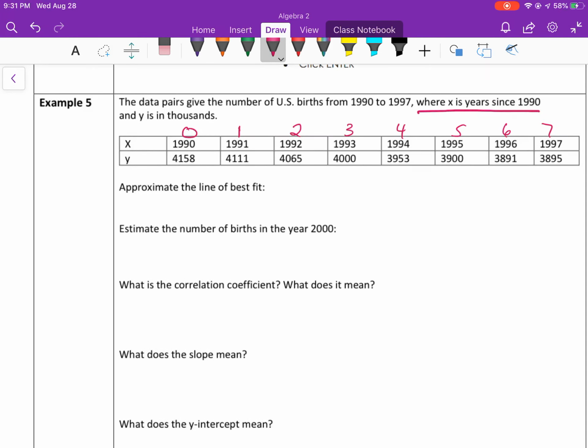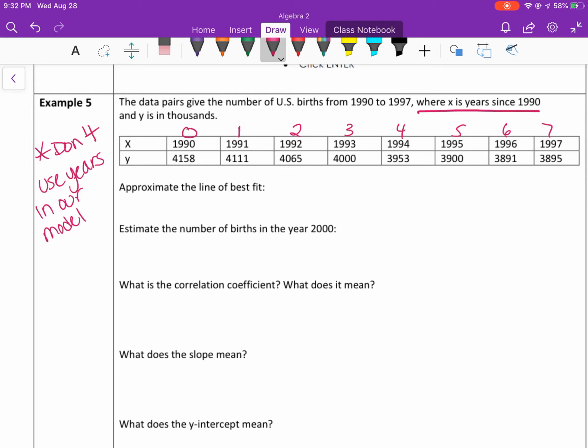So if our data gives us years, we need to convert that to X values relative to year 0. So we really don't ever want to use the years in our model. We want to find out what year 0 is and then represent those years based off of year 0. So here, year 0 is 1990.